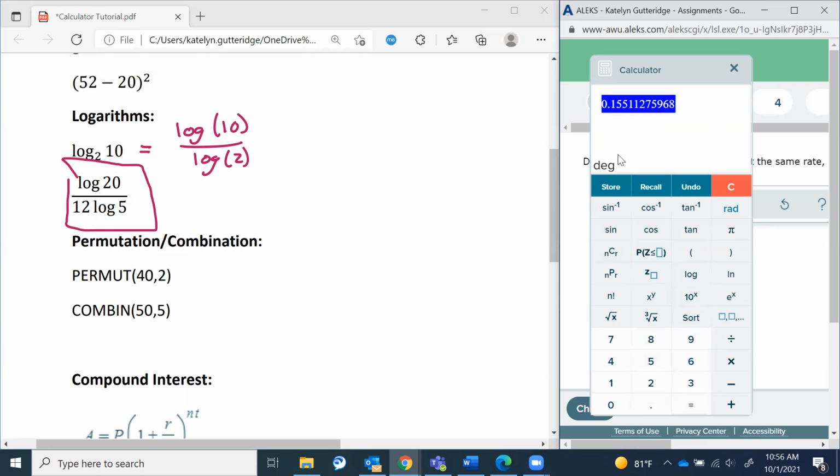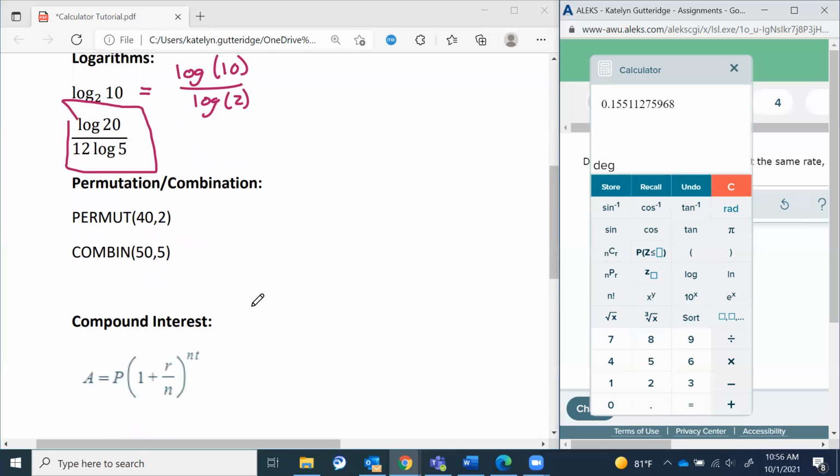And then that would be my answer. And then you would refer to your ALEKS problem to determine your rounding. Okay, last set of operations, and then we'll get into our financial formulas. So if you want to skip to the financial formulas, you can.